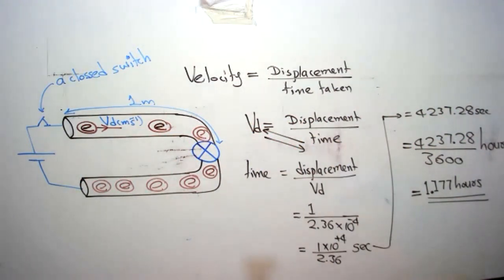Once the battery is connected and the switch is closed, forces are formed on all electrons in the wire and the electrons in the filament of the bulb. Therefore, all the free electrons start to move at once and then the bulb lights at once.